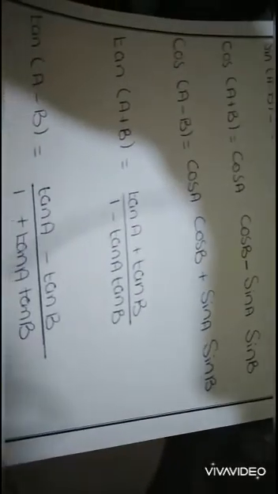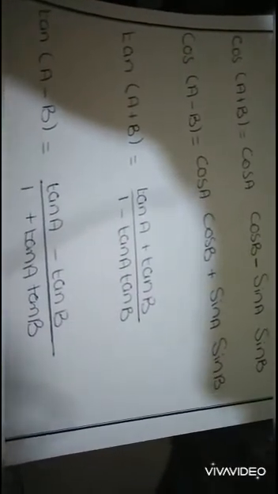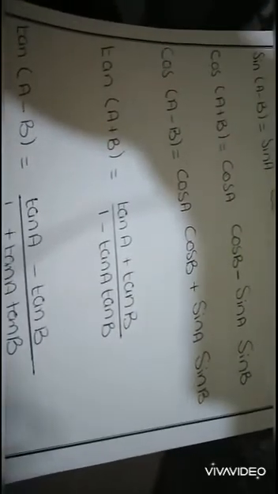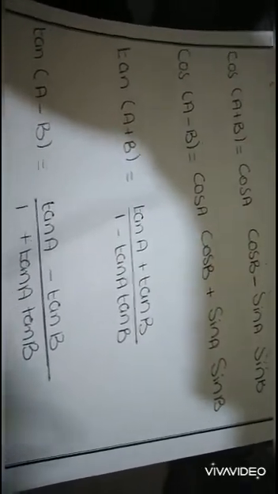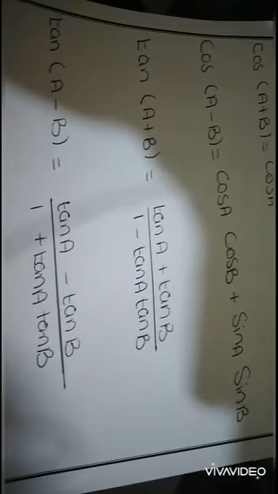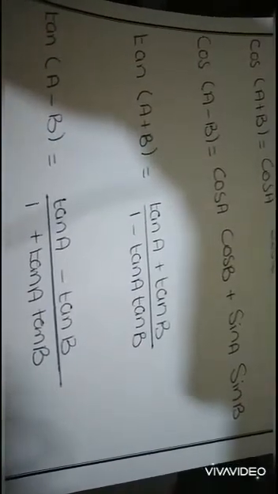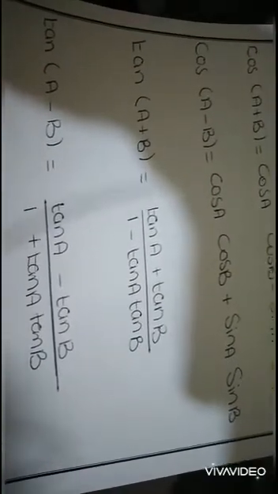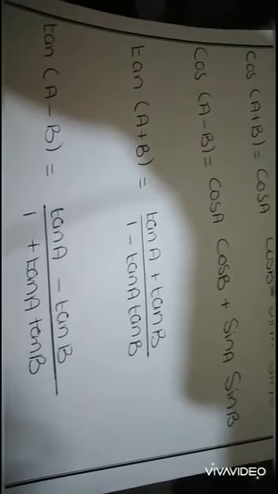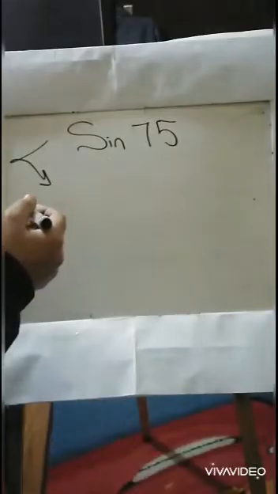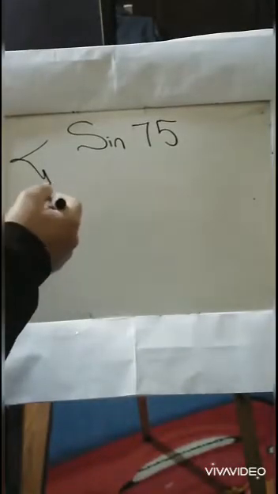And now tan A plus B equals tan A plus tan B over 1 minus tan A tan B, and tan A minus B equals tan A minus tan B over 1 plus tan A tan B. This rule will help you to get sine, cosine, and tan of different angles. Now, after we have taken the rule, we can solve this.